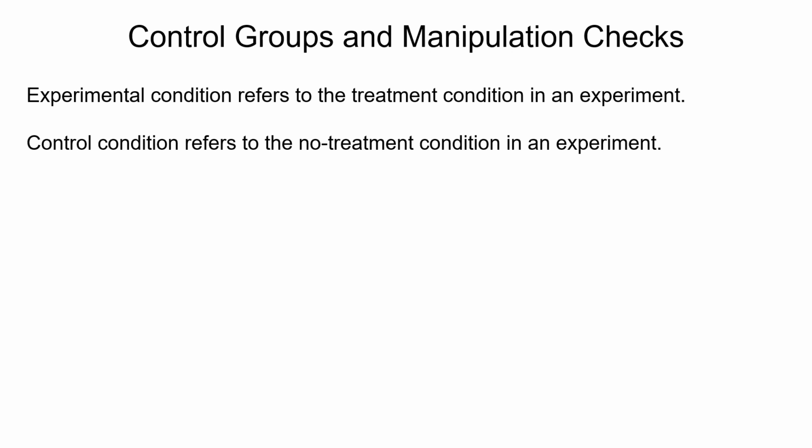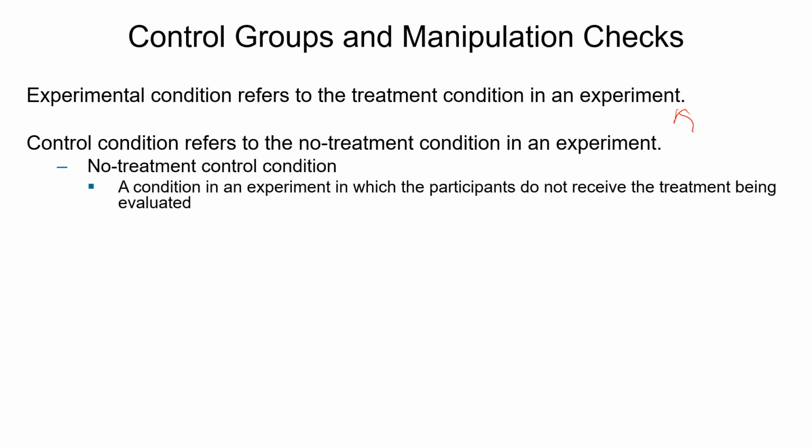The control group will either refer to a no treatment condition or, and there's a couple different types, we'll look at those in just a second. We'll come back to what this experimental group is in just a second. But the control group typically refers to a no treatment condition in an experiment. Now, one way you can have it is truly no treatment, where the participants in it do not receive any of the treatment being evaluated. They don't receive anything at all.